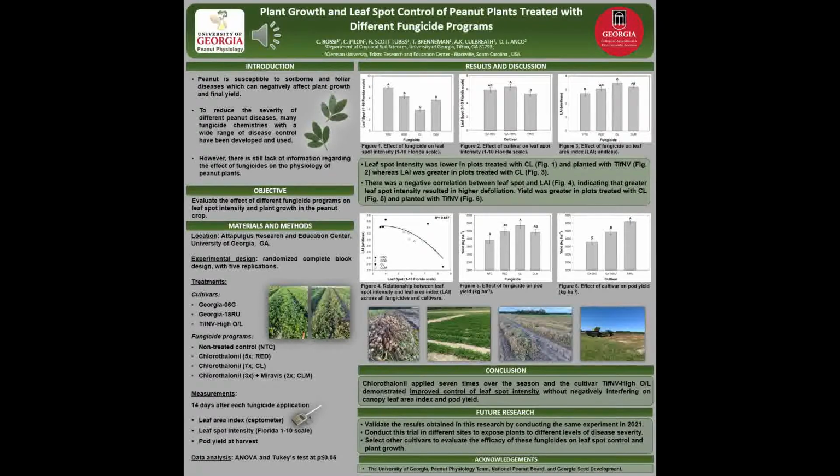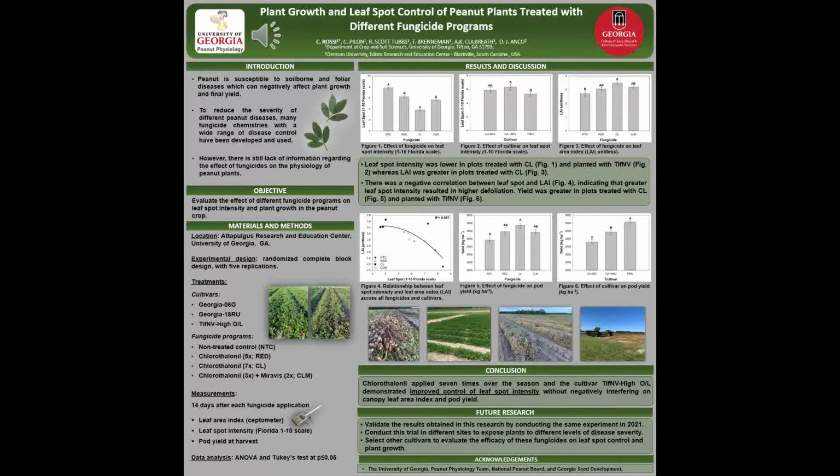This project was developed in Attapulgus, which is part of the University of Georgia Research and Education Center. The experimental design used was a randomized complete block design with 5 replications, and the treatments were 3 different cultivars, Georgia 6G, Georgia 18RU, and TifNV-High O, and 4 different fungicide programs: non-treated control, chlorothalonil applied 5 times over the season, chlorothalonil applied 7 times over the season, and chlorothalonil applied 3 times plus Miravis applied 2 times over the season.